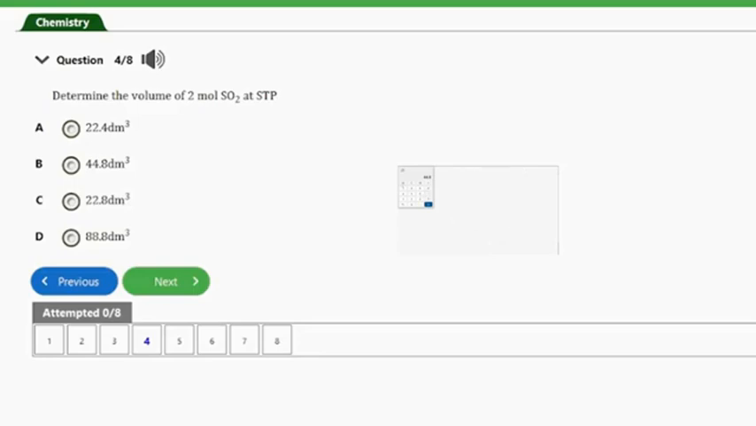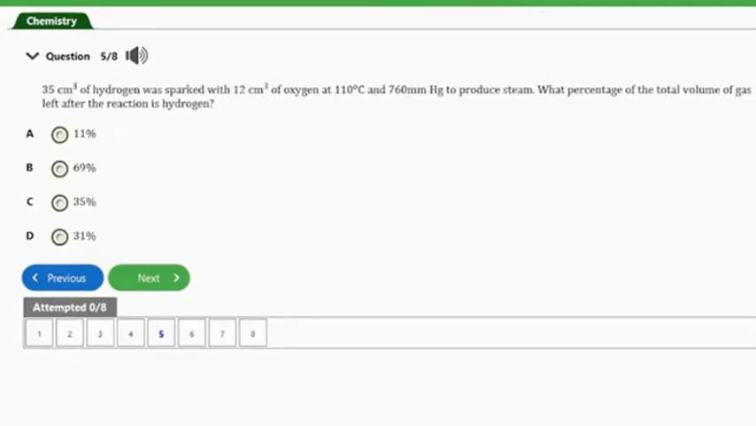So let's wipe this out, and then let's go ahead and check out the next question, and that's question number 5, guys. The question says 35 cm cube of hydrogen was packed with 12 cm cube of oxygen at 110 degrees Celsius and 760 millimeters of mercury to produce steam. What percentage of the total volume of gas left after the reaction is hydrogen? A, 11%, B, 69%, C, 35%, and D, 31%.